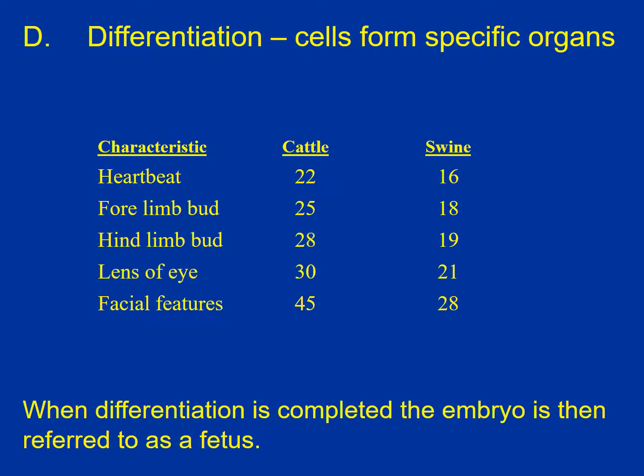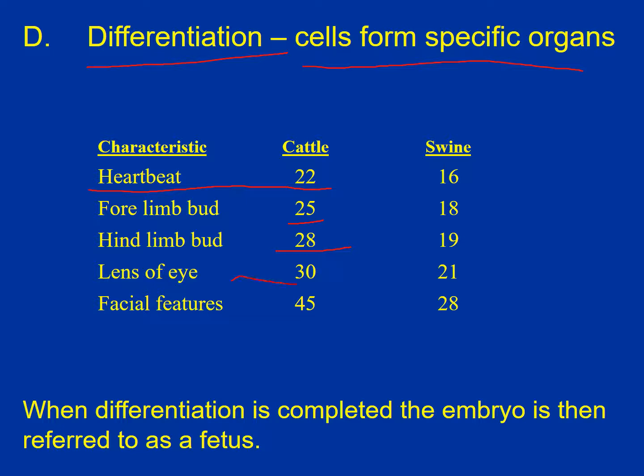As that embryo develops and we get multiple cells, each cell is just like the other until we start getting differentiation, where cells become specific organs. And it actually happens pretty quickly. With cattle, at 22 days, we have a heartbeat already. At 25 days, you'll notice the forelimb bud, so the front leg is starting to develop. At 28 days, we've got the hind limb bud.